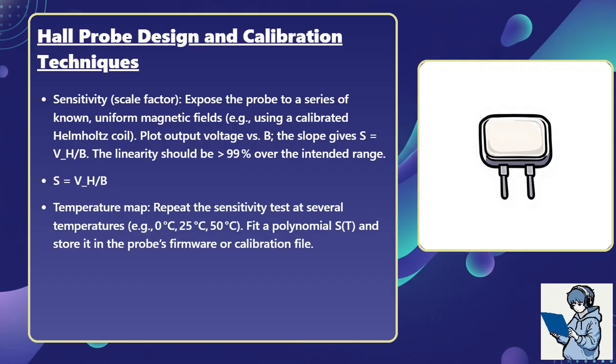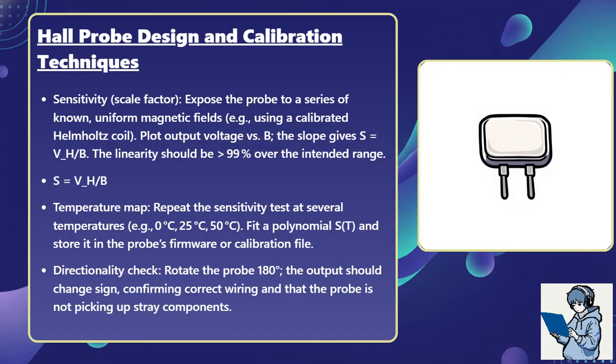Temperature map: repeat the sensitivity test at several temperatures: 0 degrees Celsius, 25 degrees Celsius, 50 degrees Celsius. Fit a polynomial S(T) and store it in the probe's firmware or calibration file. Directionality check: rotate the probe 180 degrees. The output should change sign, confirming correct wiring and that the probe is not picking up stray components.